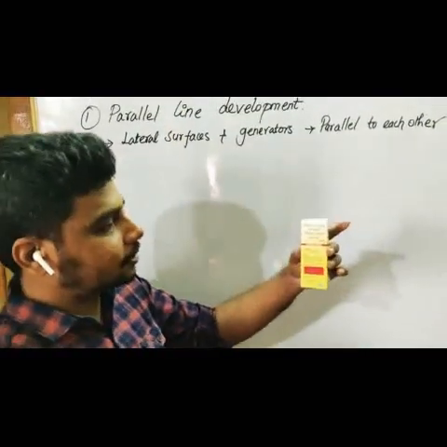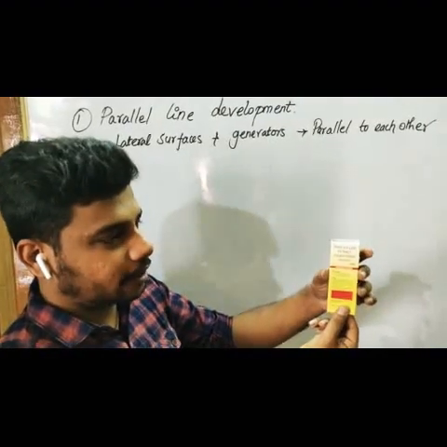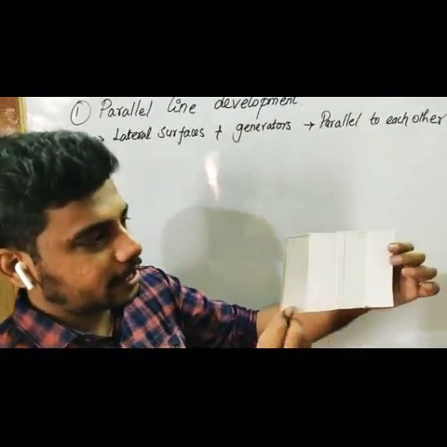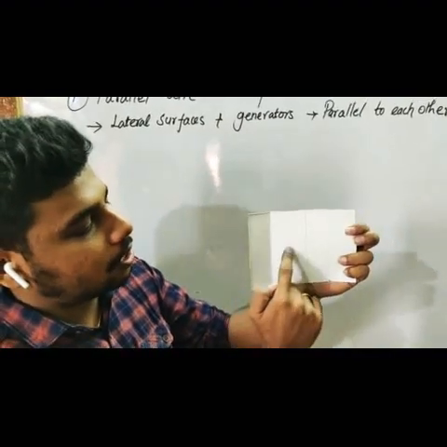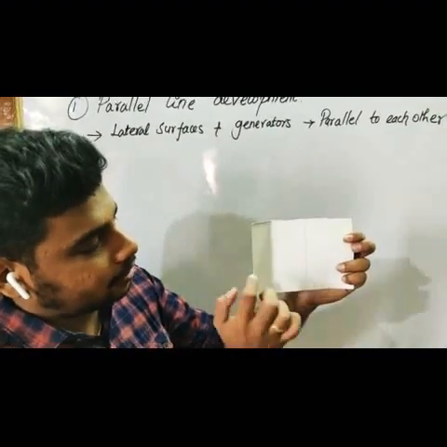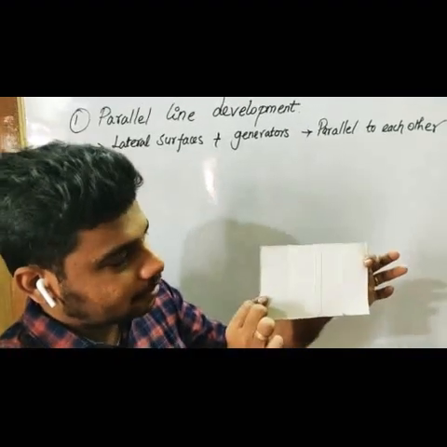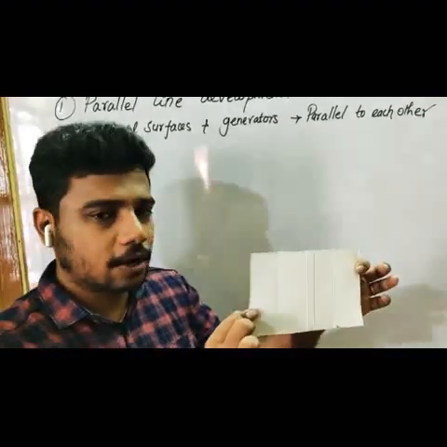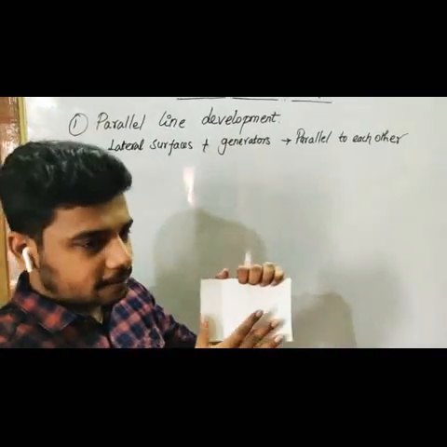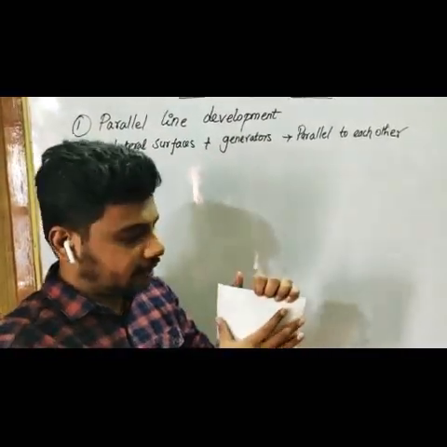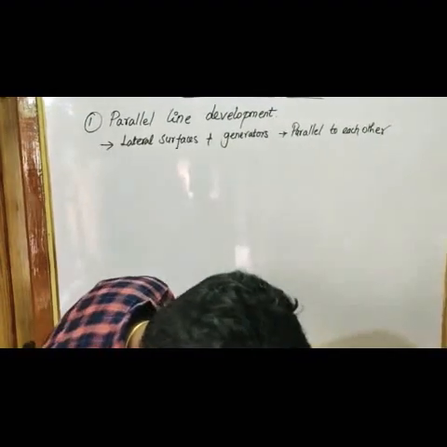When you use the parallel line development to unfold or unroll it, you can make it a 2D plane, and in the 2D plane all your lateral surfaces are parallel to each other. So this is how parallel line development works. Now I will tell you how we can convert this experiment into a graphical way.